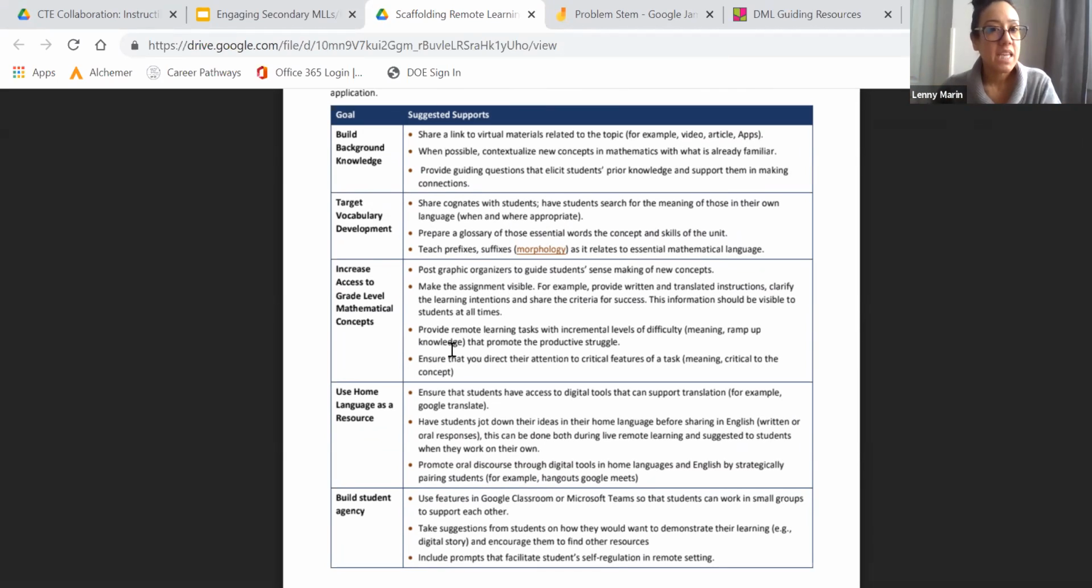You will also see here in the second one, teach prefixes and suffixes, morphology, something that I also tried to embed here. So this is the document that I'm using as I guide myself through scaffolds. And that document is available to you in the Padlet. I'm sure we'll be having a follow-up email with this information as well.